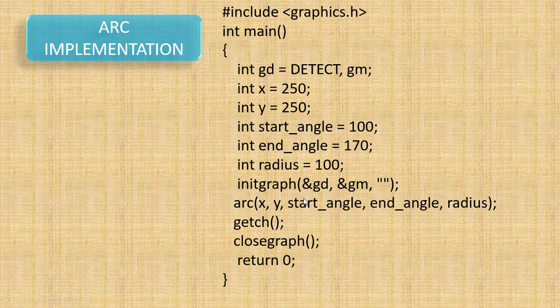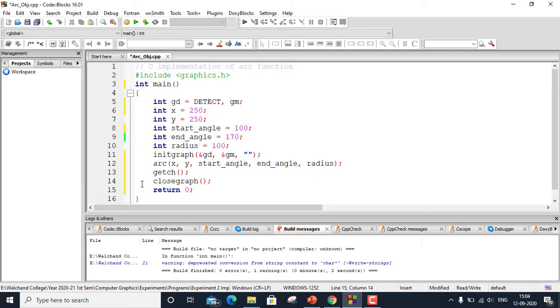After that the initgraph method is called with 3 parameters: address of GD, address of GM, and opening and closing double quotes. Then getch, closegraph function and return 0. Now let us see how we are going to implement this code with Code::Blocks. I have already written this code. So now let us build and run.